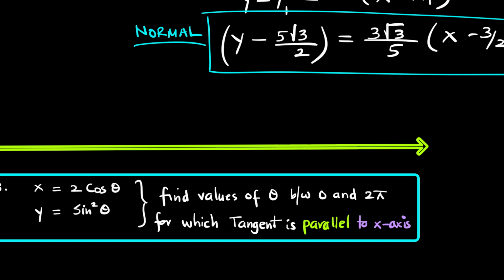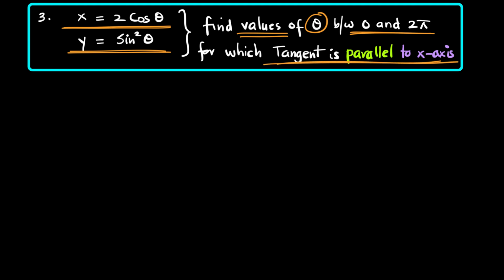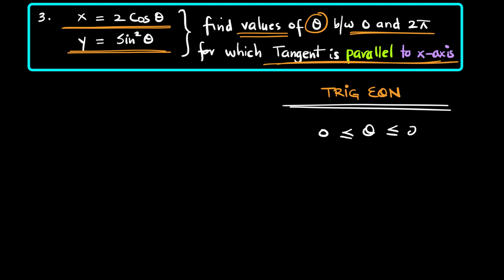Let's look at the third question. X is in terms of theta, y in terms of theta. Find the values of theta between 0 and 2 pi, for which the tangent is parallel to x-axis. First of all, whenever we have to solve a trig equation, a range of values of theta will be given. In this case, it is between 0 and 2 pi inclusive.